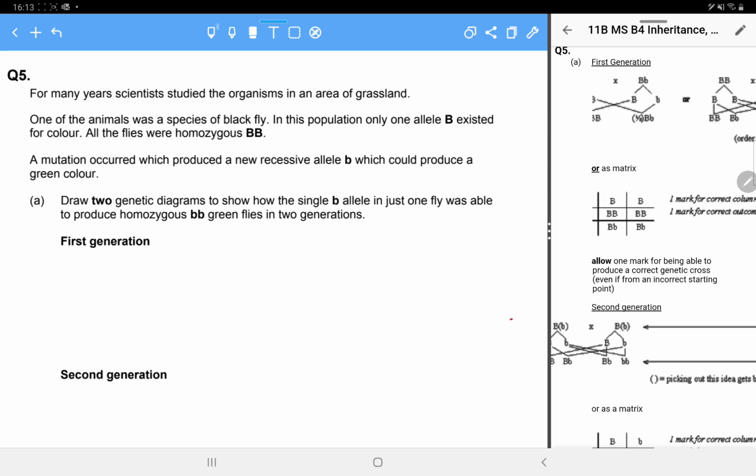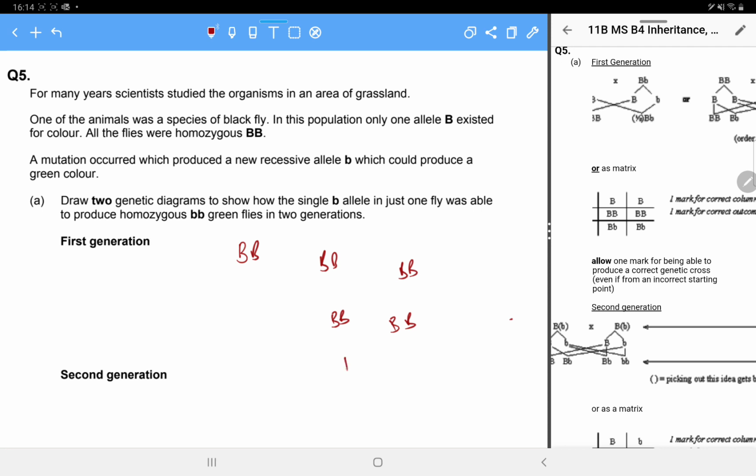For many years, scientists studied the organisms in an area of grassland. So we're talking about plants, we're not talking about humans. One of the animals was a species of black fly. Sorry, apologies. It's in the grassland, but the animal we were speaking of was a black fly. In this population, only one allele, B, existed for colour. So one allele for colour would mean that all of the flies were big B, big B. There were only big B flies. Okay? A mutation occurred which produced a new recessive allele, small b, which could produce a green colour.